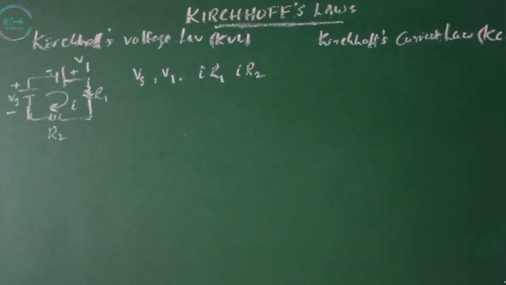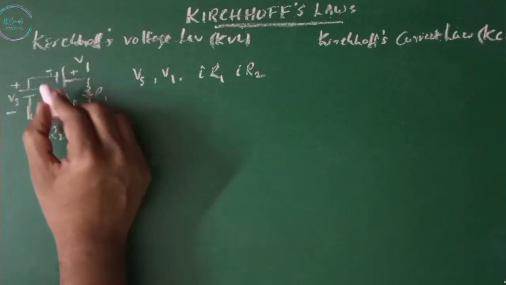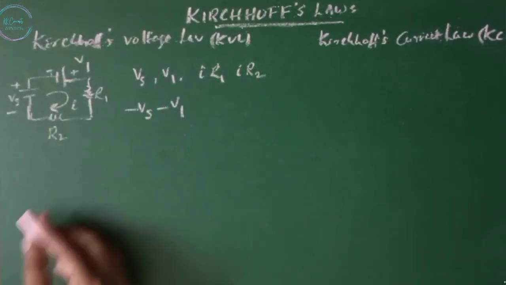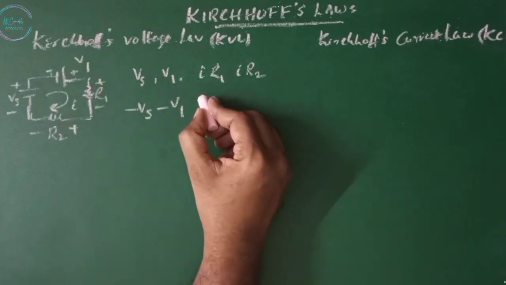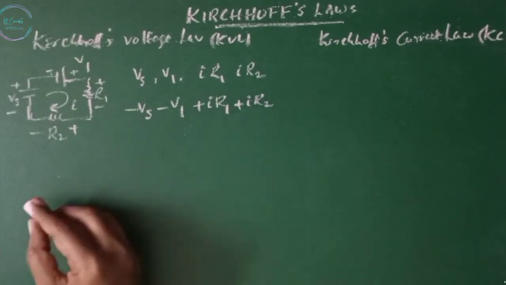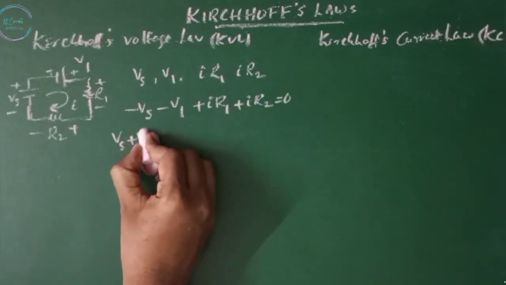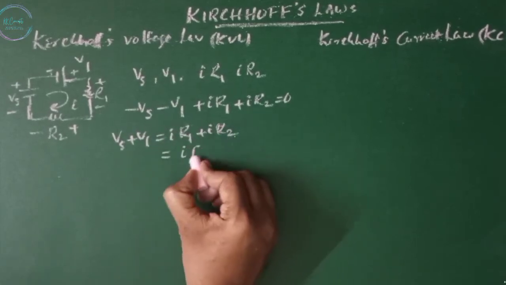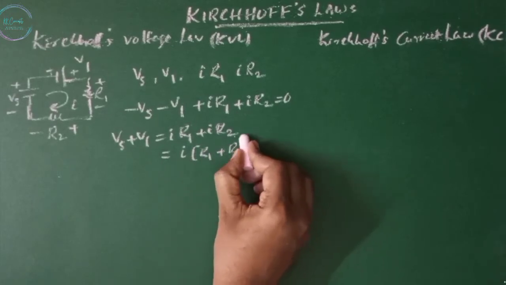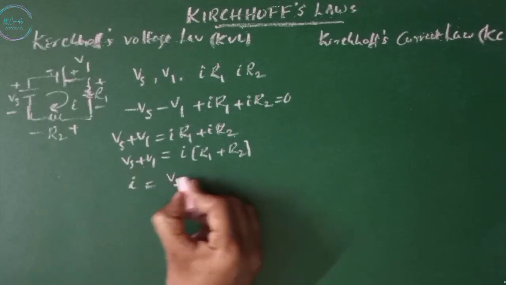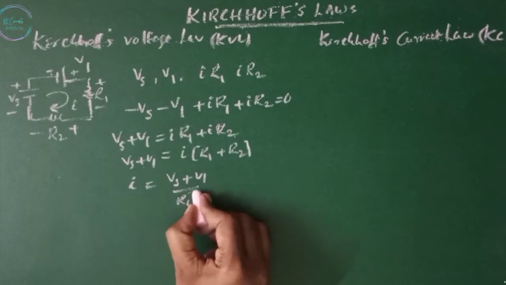Now consider the current is always going to flow from the positive end to negative end, but here it is flowing from negative to positive, so I am considering Vs as negative. So here also I am considering minus V1. Then here the current is entering positive and leaving negative, so plus I R1 plus I R2 equals 0. Vs plus V1 equals I R1 plus I R2. I times (R1 plus R2) is nothing but Vs plus V1. Then we can find the current I as (Vs plus V1) divided by (R1 plus R2).